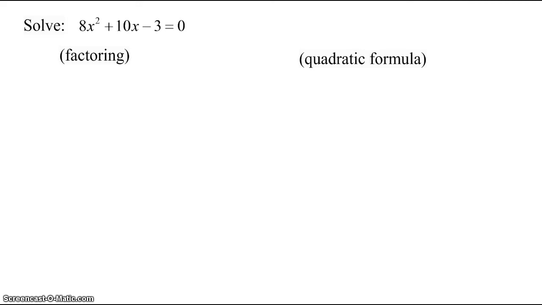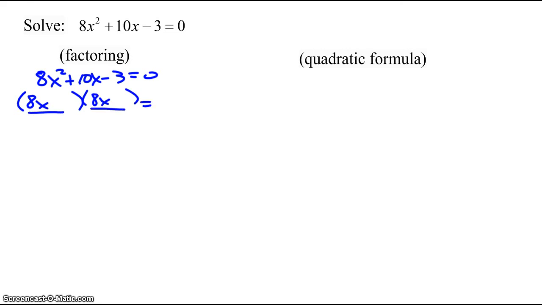Okay, here's the solution for factoring. Let me copy the equation again. And I want to factor this, right? So this trinomial means I'm going to copy the 8 first, and then I'm going to end up dividing out common factors. I'm going to be multiplying and adding.